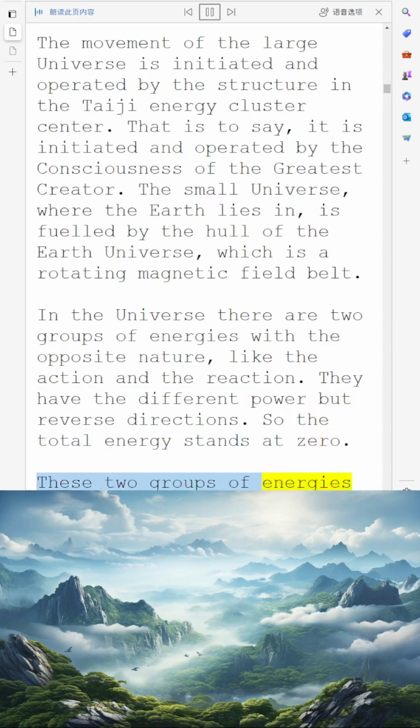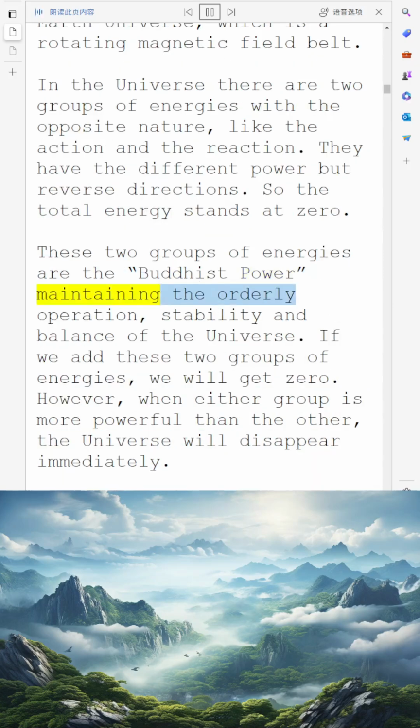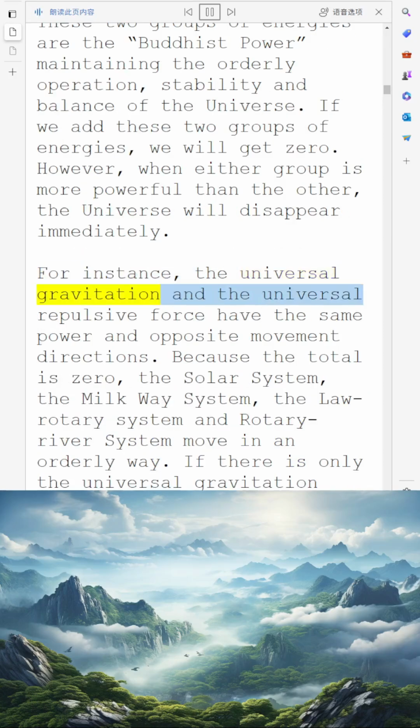These two groups of energies are the Buddhist power, maintaining the orderly operation, stability, and balance of the universe. If we add these two groups of energies, we will get zero. However, when either group is more powerful than the other, the universe will disappear immediately. For instance, the universal gravitation and the universal repulsive force have the same power and opposite movement directions. Because the total is zero, the solar system, the Milky Way system, the low rotary system, and rotary river system move in an orderly way.